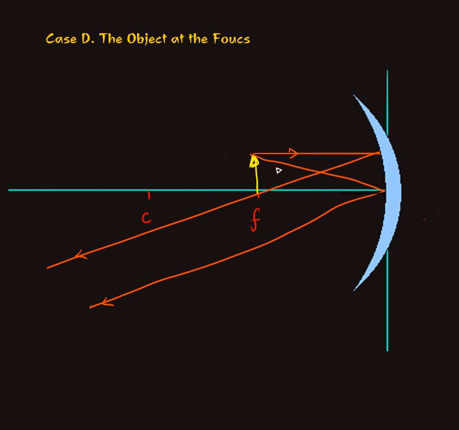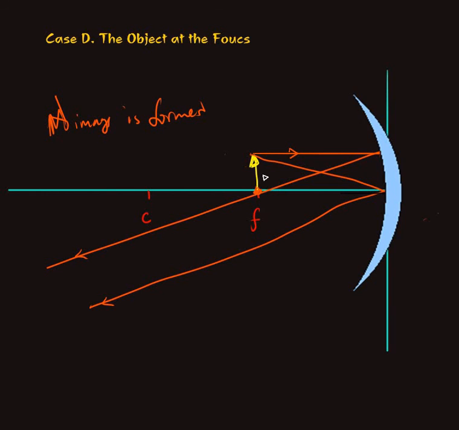Okay, I can draw that nicely, but here it goes. A ray that goes exactly to the center of the optical axis. When it bounces off, it will go in this direction. Actually, you can see these two rays are parallel. They would never intersect. That means that when the object is at the focus, no image is formed. When the object is exactly at the focus, no image is formed.